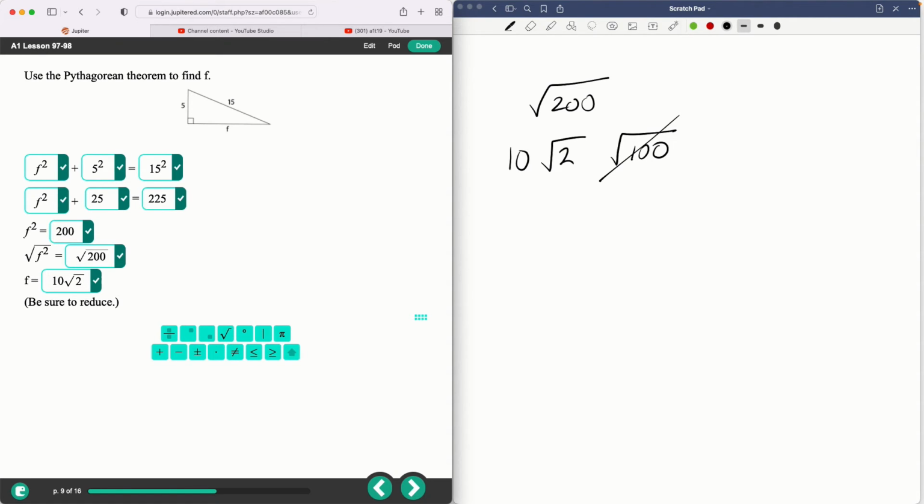Now, if you put these in the wrong place, let me just show you here. If you were to put the wrong number, if I were to put 5, come on.